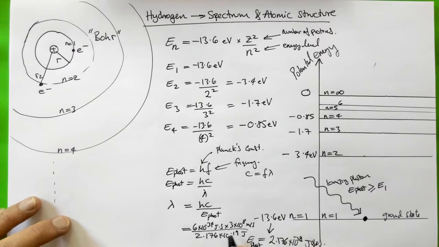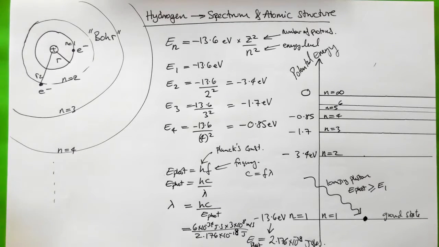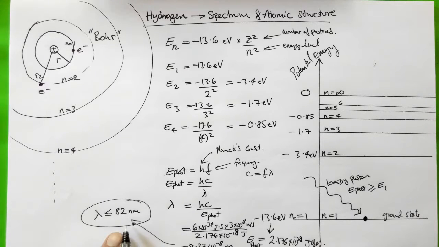Sorry, that was 10 to the minus 18, wasn't it? I said the right number, but I wrote the wrong number down. It is 8.27 times 10 to the minus 8 meters. So, what is that in nanometers, say? Which comes out to be, lambda must be less than or equal to 82 nanometers. So what part of the spectrum is 82 nanometers lying in?